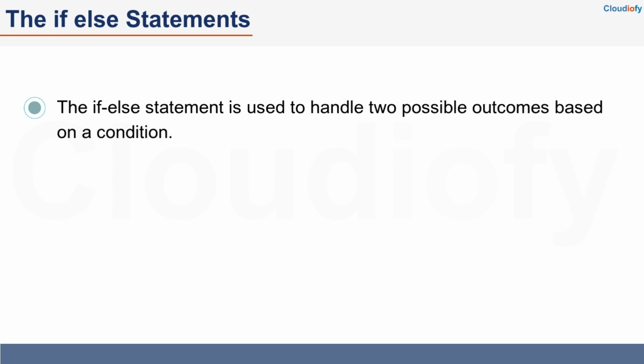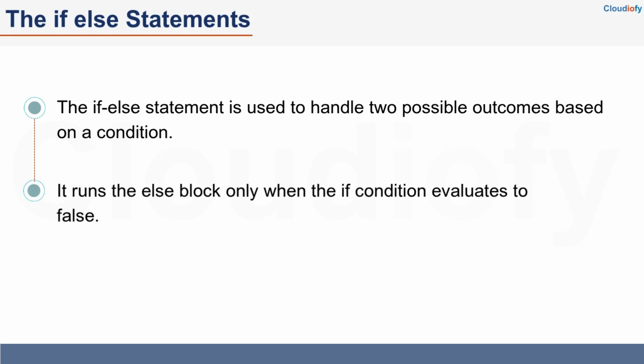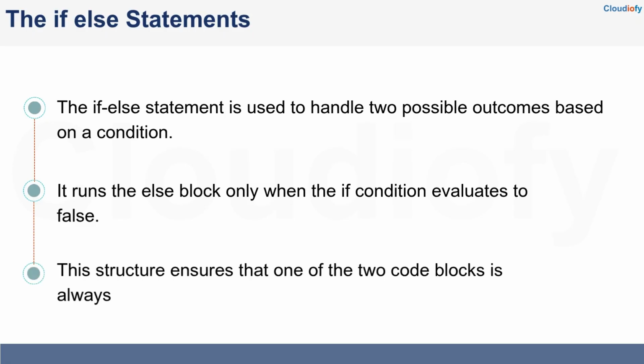Next, the if-else statement. The if-else statement is used to handle two possible outcomes based on a condition. We check one condition. If it passes, one block runs, otherwise the second block runs. It runs the else block only when the if condition evaluates to false. So, when the first condition fails, the program falls back to the else block. This structure ensures that one of the two code blocks is always executed. It guarantees that either the if or the else code will run no matter what.